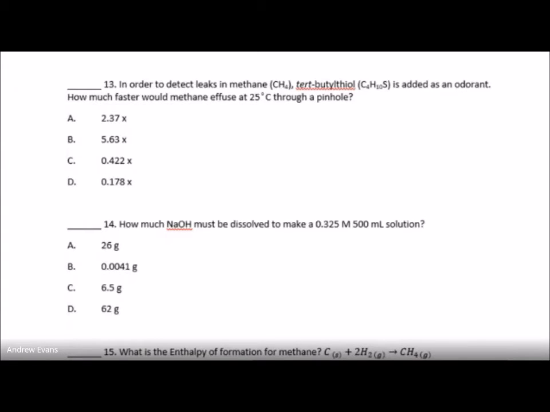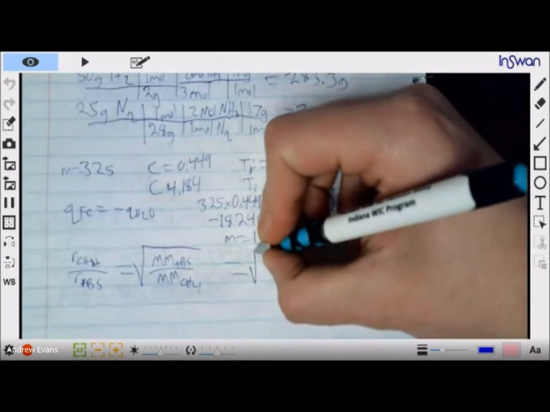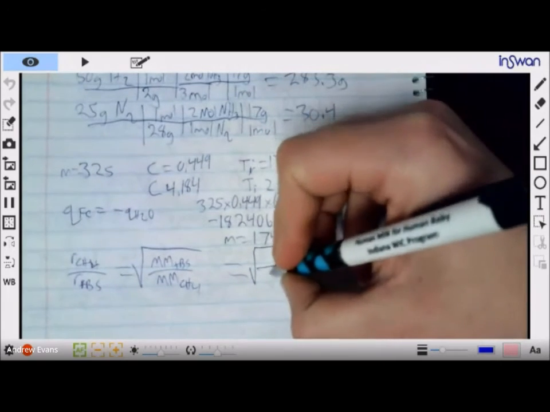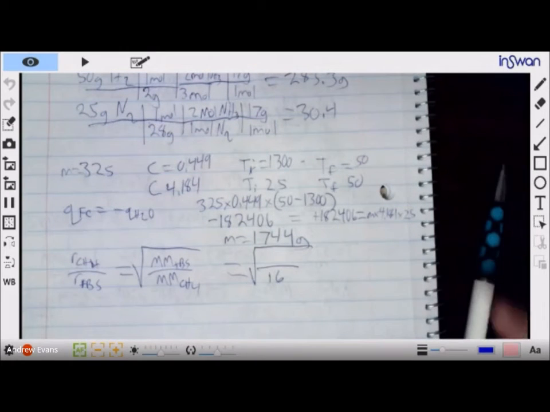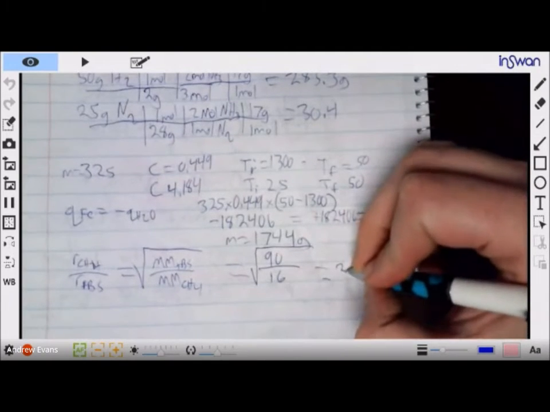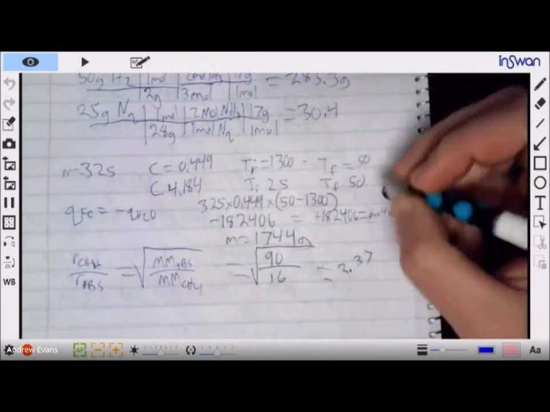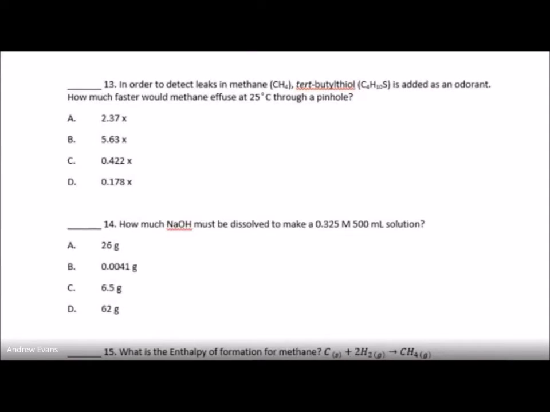Well, the molar mass of methane is 12 plus 4, so 16. The other guy was C4H10S: 12 times 4 plus 10 plus S, which is 32, is 90. 90 divided by 16 is 5.625. However, we have to make sure to square root it. So correct answer should be 2.37. You've got to make sure to square root it after the fact, which is letter A.